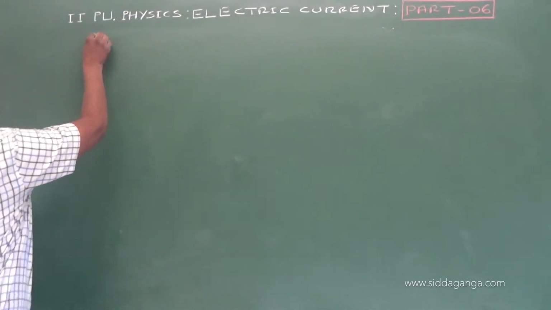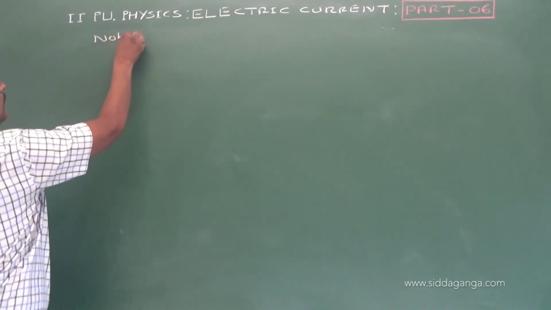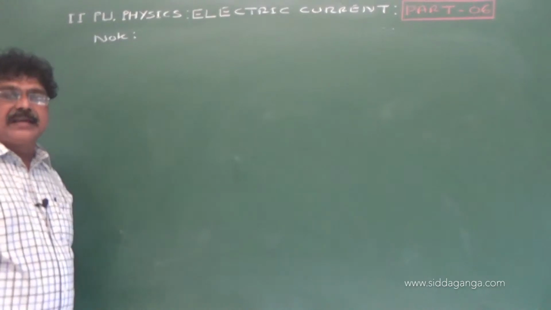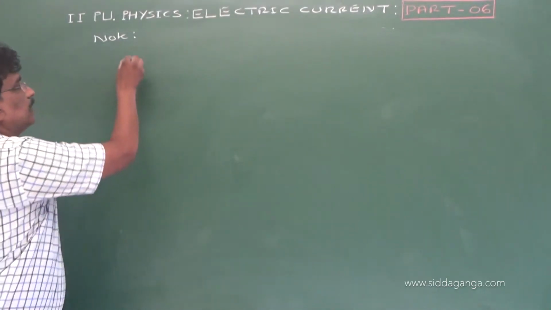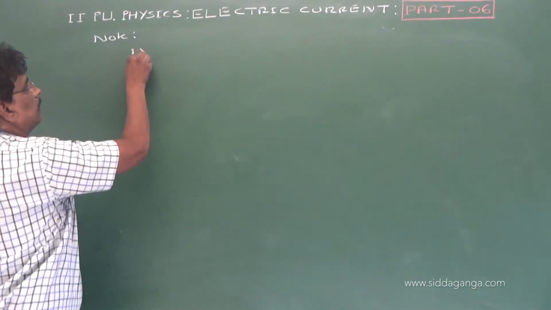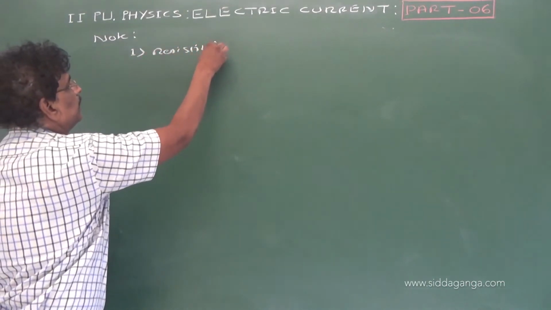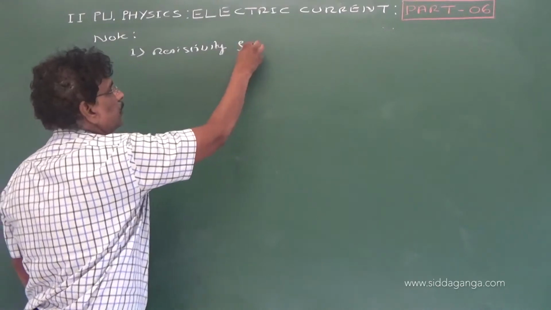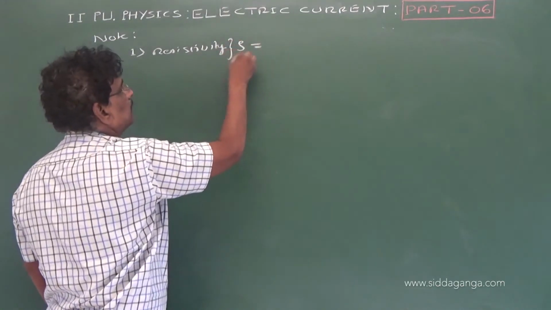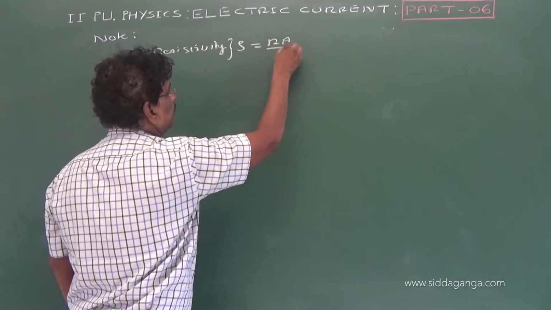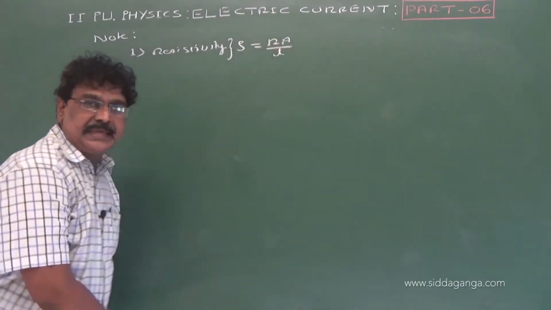Now we'll take some important points regarding resistivity. So number one, we have resistivity rho is equal to R into A by L.